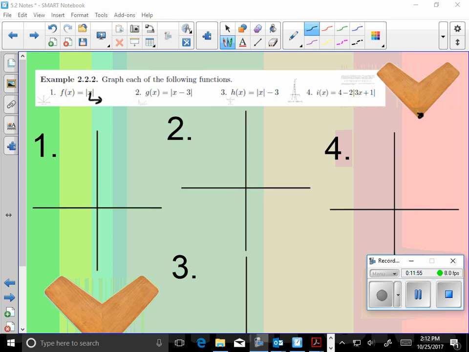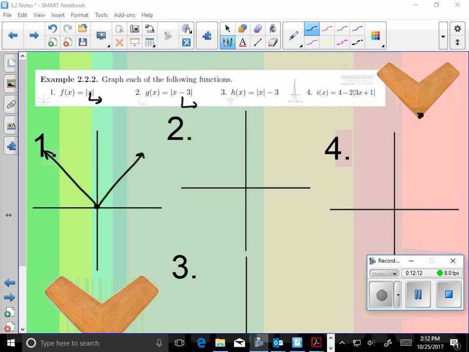So are there any horizontal transformations taking place in the first one? No. So it's going to be at 0. And because it's positive on the outside, it'll have a slope of 1 going that direction and a slope of 1 going that direction. Okay, now that elbow is going to be shifted.